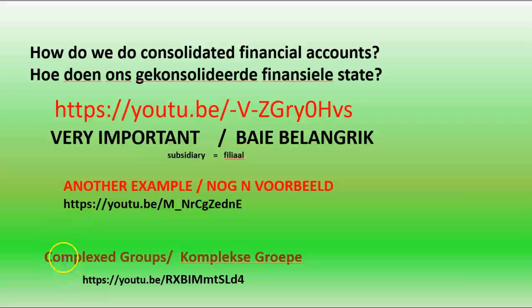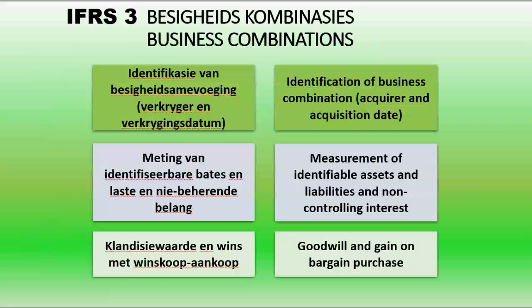And then the last one is you go and watch this video, which is about the so-called complex group, and another name for a complex group is a vertical group. So if I have P, S, S, S, then you have a vertical group, and that is what they classify as a complex group. Now, IFRS 3 is all about business combinations.